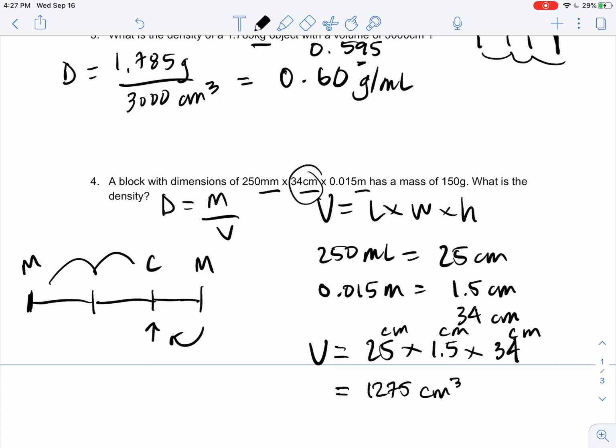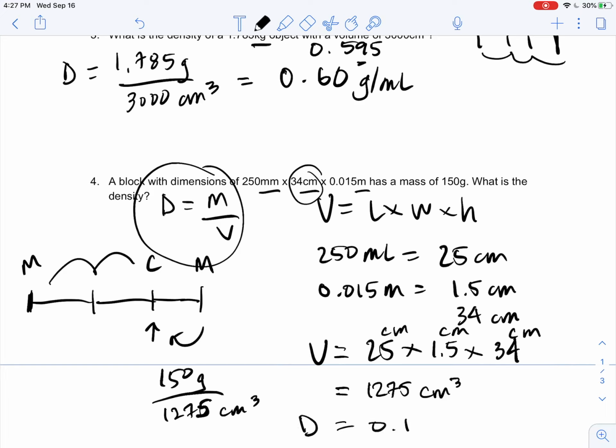And then the mass was 150 grams. So if you want to find density, like with the equation right there, you just take your mass and divide by the 1275. So 150 grams divided by 1275 centimeters cubed. And then 150 divided by 1275, I end up with 0.117. We'll just go ahead and call it density equals 0.12 grams per centimeter cubed.